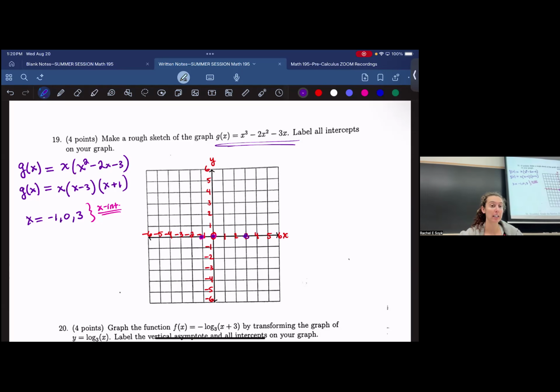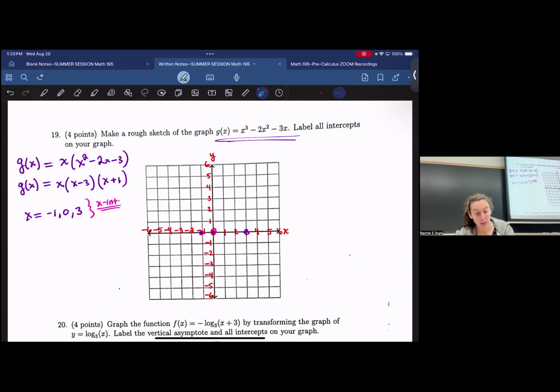Our highest degree here is 3. We're looking at a cubic function, and the coefficient in front of that 3 is just 1. There's no negative in front. So our parent function of x to the third looks something like this. But because we have all these distinct zeros, it's going to be more pronounced. It's going to look something like this. So now we really have a feeling of what we're looking at here, and we can officially put in our rough sketch.